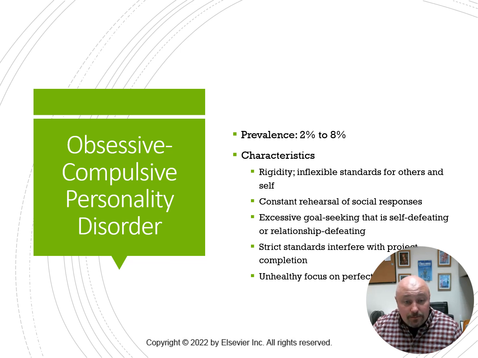Next, we'll come back to obsessive compulsive personality disorder. This has a prevalence of 2 to 8% and is characterized by rigid, inflexible standards of others and self, a constant rehearsal of social responses, excessive goal seeking that is self-defeating or relationship defeating, strict standards that interfere with project completion, and an unhealthy focus on perfectionism.